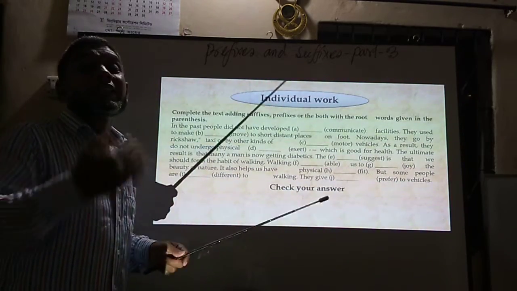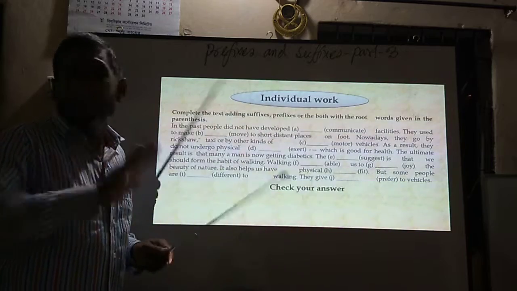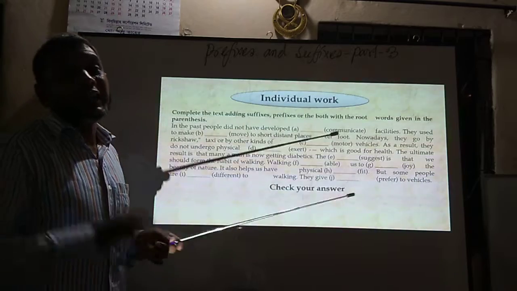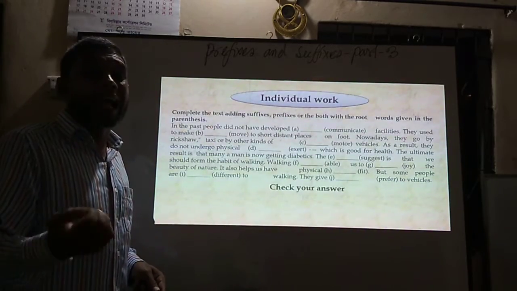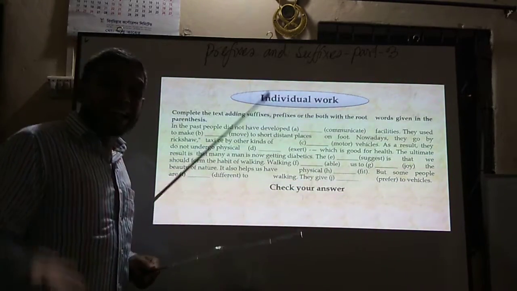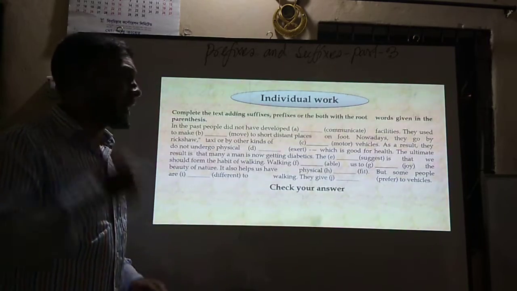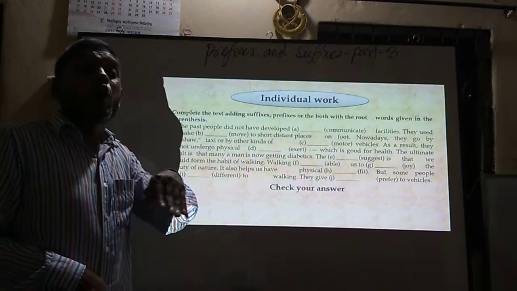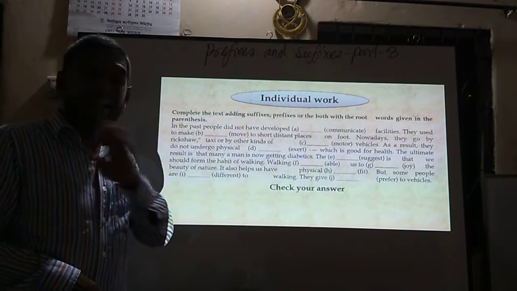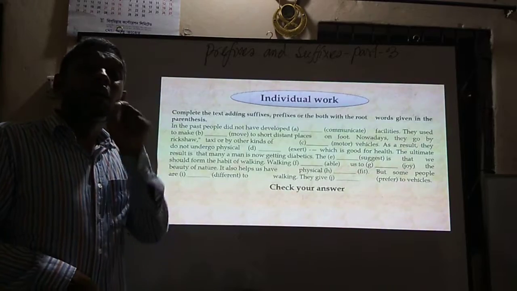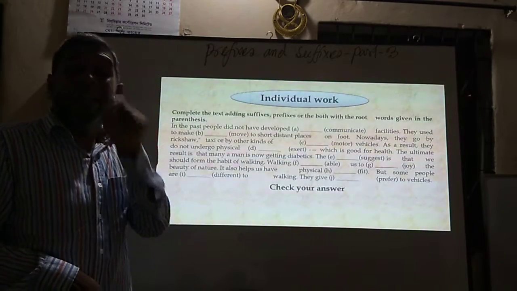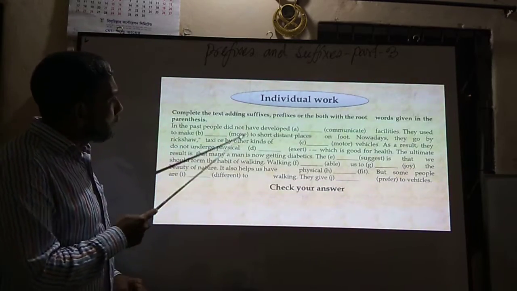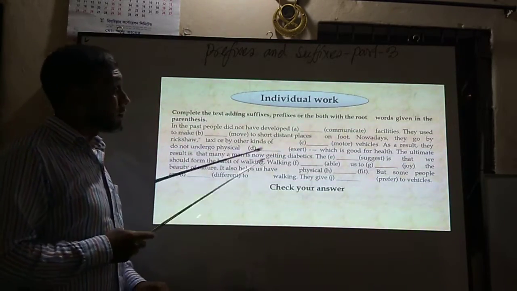I am not thinking about whether I am using prefixes and suffixes. That's not my business. My business is that I am going to change the word into the right form. If I can change the word into the right form, then my answer will automatically be correct. Whether I am using prefixes and suffixes or both, that's not my business. My business is whether I am using the words rightly or not. That is the question. So we know the noun form of move is movement.